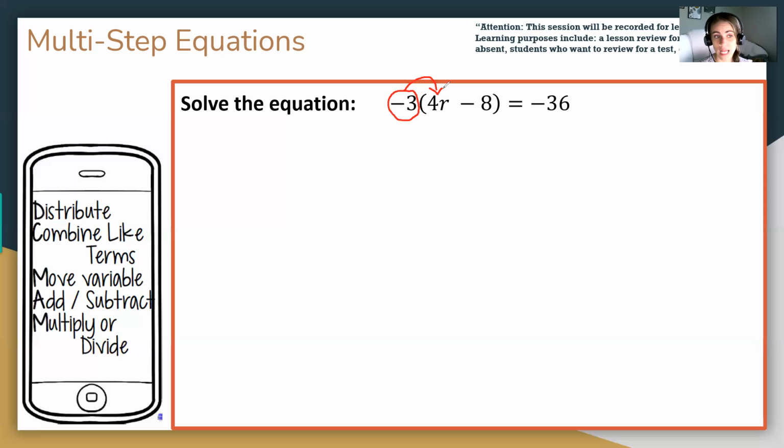So when we're multiplying integers, if the numbers have the same sign, your answer is positive. If your numbers have a different sign, your answer will be negative. So a negative 3 times a positive 4r. One is negative, one is positive, different signs. So our answer will be negative, a negative 12r. Now we have a negative 3 times a minus 8.